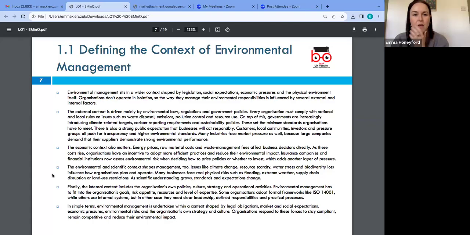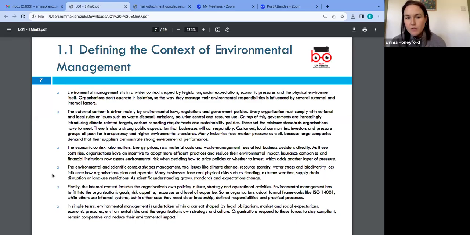Oh, great. Okay. So obviously we've discussed before, there are different contexts that organisations operate within. It's important to understand what the local legislation looks like, what laws are in place. And obviously every organisation has to comply with the national and local rules on issues. So we've got waste disposal, emissions, pollution control and resource use.